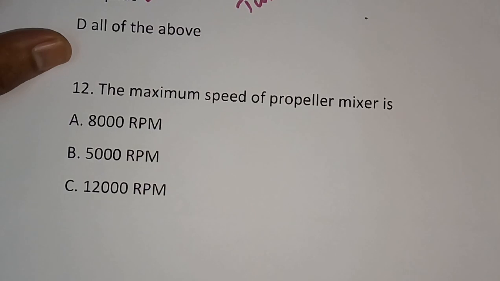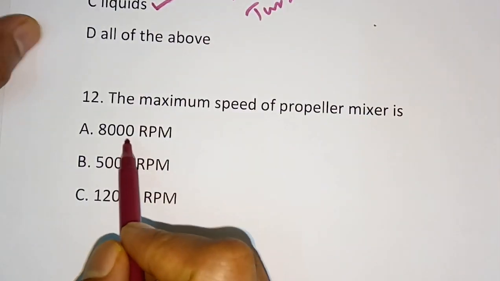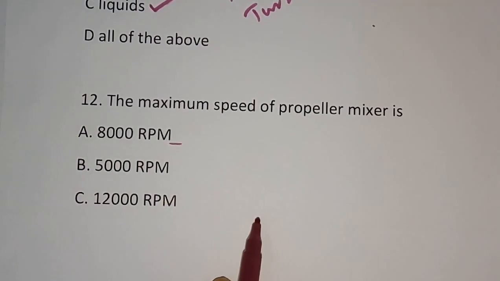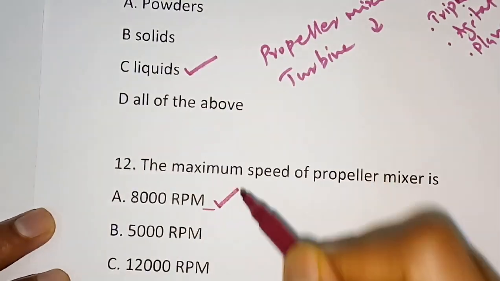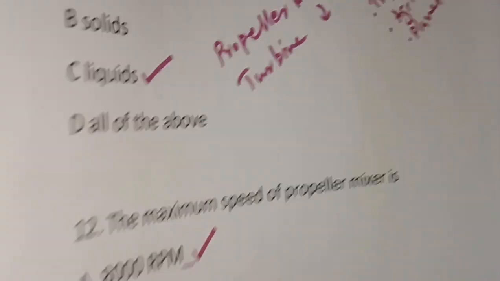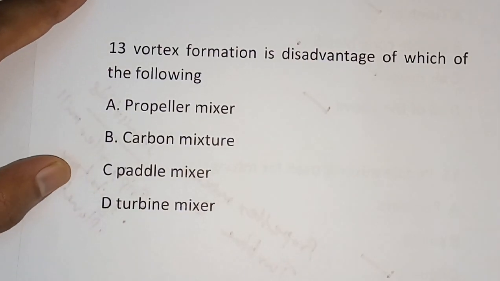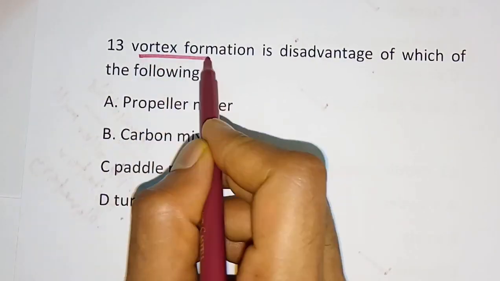Question number 12 is based on the propeller mixer. Maximum speed of propeller mixer. Options are 8000 revolutions per minute, 5000 rpm, 12,000 rpm, and the last option 100 rpm. The correct answer is 8000 rpm. Next question, question number 13. Vortex formation is a disadvantage of which of the following? This is also an important question.